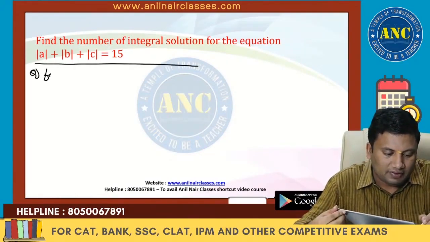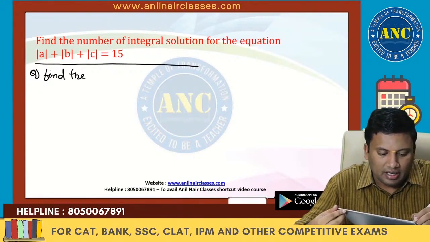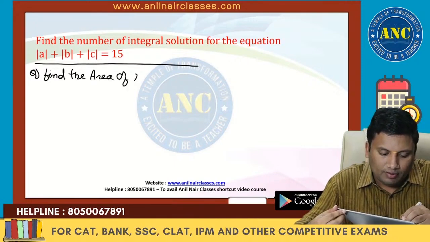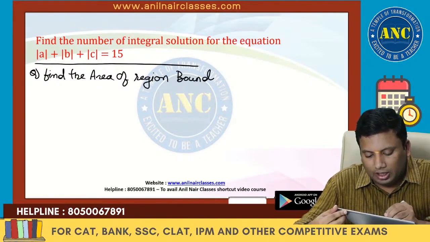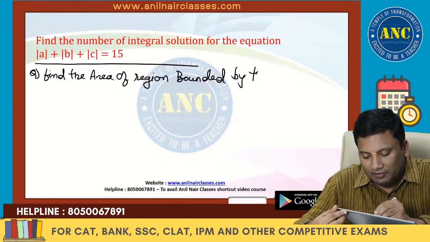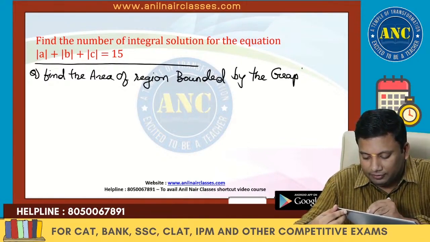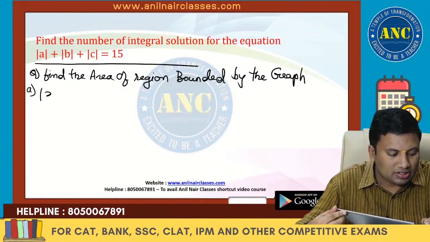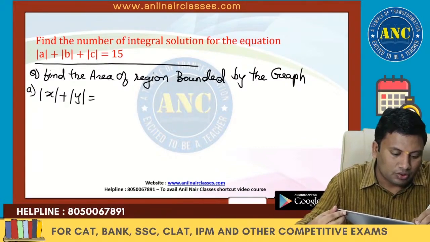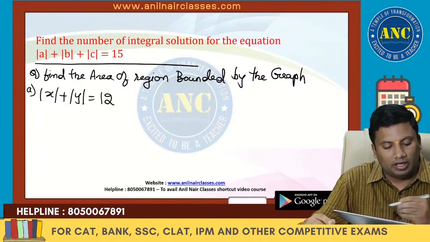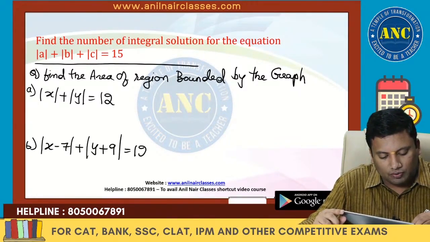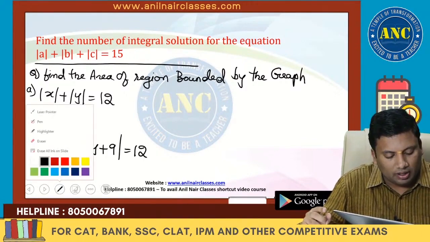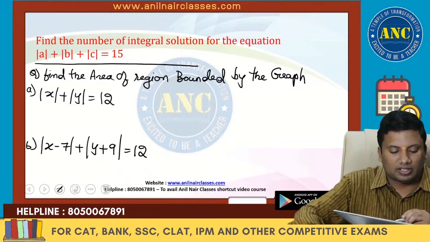Find the area of the region bounded by the graph. First one, mod x plus mod y equals 12. Next question, mod x minus 7 plus mod y plus 9 equals 12.